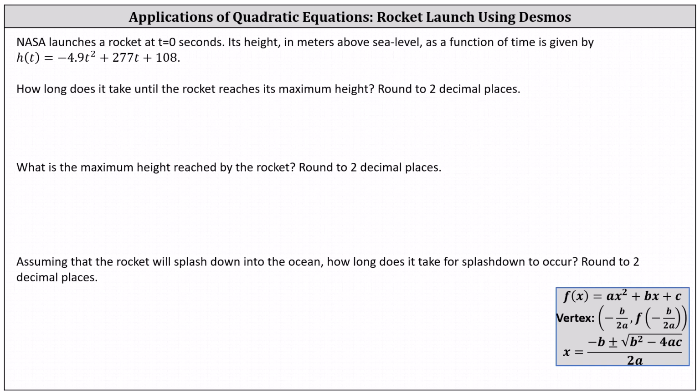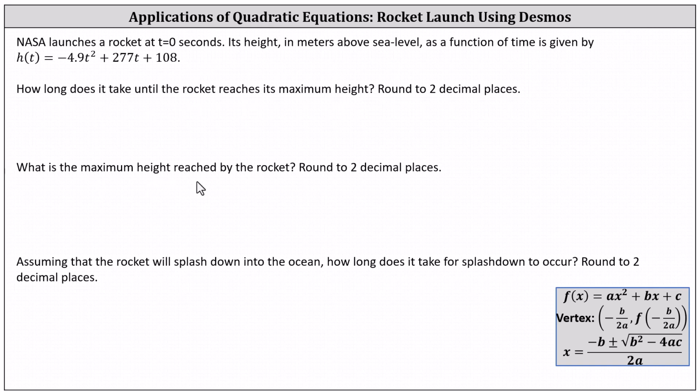NASA launches a rocket at t equals 0 seconds. Its height in meters above sea level as a function of time is given by h of t equals negative 4.9 t squared plus 277 t plus 108. How long does it take until the rocket reaches its maximum height?